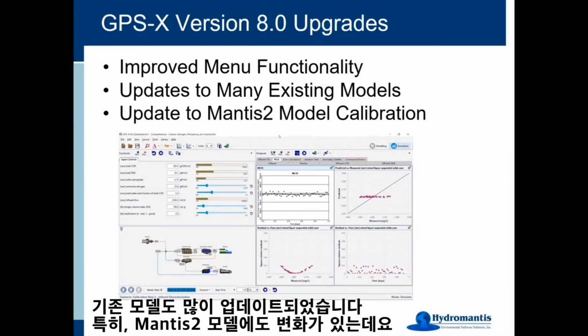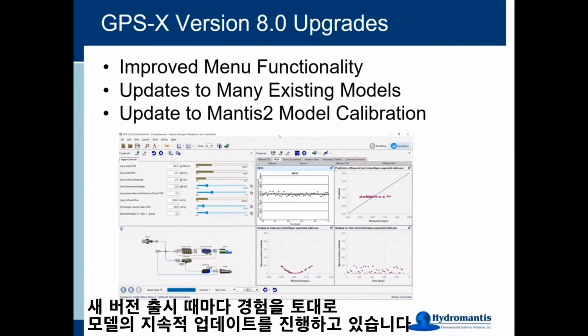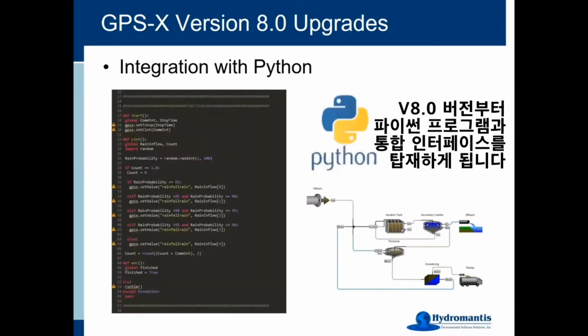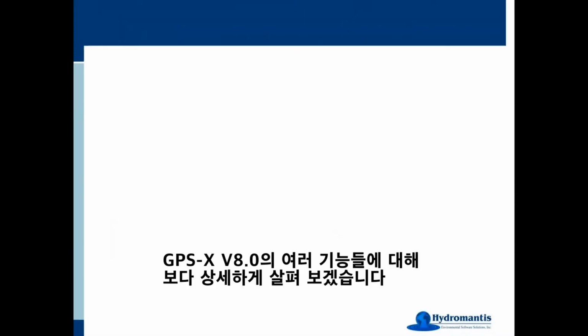And of course, as I mentioned, we've updated many of our existing models, including the Mantis 2 model, where, as we usually do every release, we touch up the calibration a little bit based on our experience using the Mantis 2 model over the past year or two. One of the other key features of the new version is integration with the Python programming language.